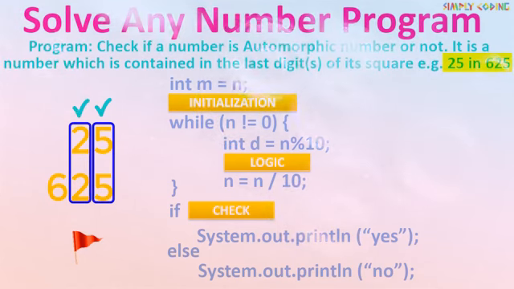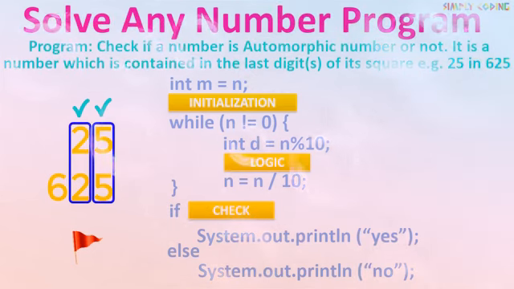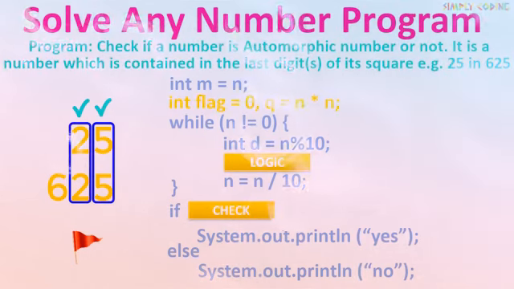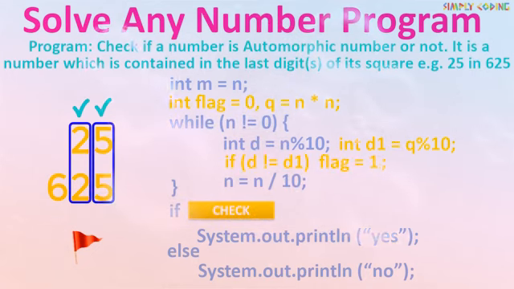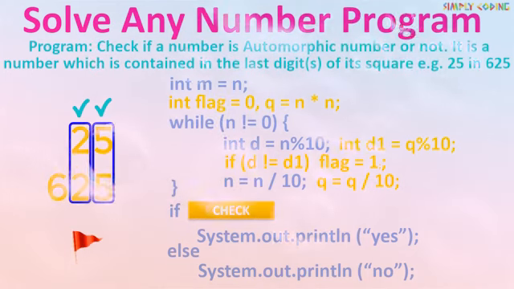Once out of the loop, we check if flag was raised. Accordingly, we will declare the number as automorphic or not. So here in initialization, we will set a variable flag to 0 and find the square of the number in another variable q. In logic section, we will add the lines to extract digit from the second number, which is int d1 is equal to q%10. We will then compare d with d1. If d is not equal to d1, then we will raise the flag. We also need to divide the number q also by 10 to get the next digit of q.